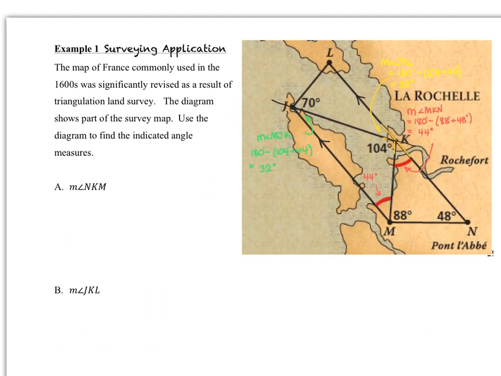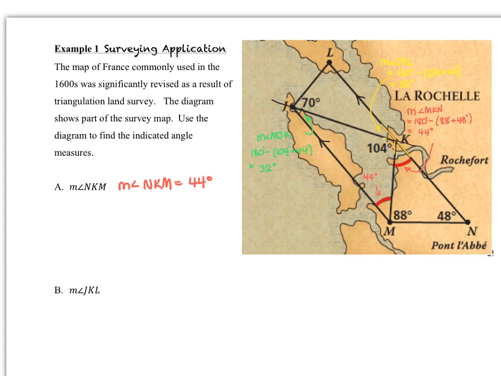Let's go see what the questions are asking us for. The first one says, what is the measure of angle NKM? And of course, that is the one that we called MKN. So we'll call it by this name now. We know it's the same angle, and that was equal to 44 degrees. We found that one in red. In fact, that was the first one we found.